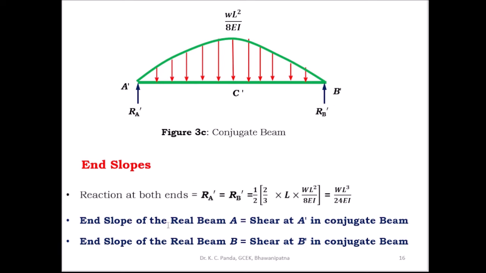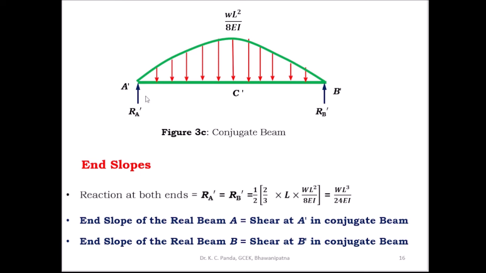Here the end slope of the real beam at A is equal to the shear at A dash in the conjugate beam. Similarly, the end slope of the real beam at B is equal to the shear at B dash in the conjugate beam. You have to find out the slope at A and B of the real beam, so that is equal to the shear force at A dash and B dash in the conjugate beam.